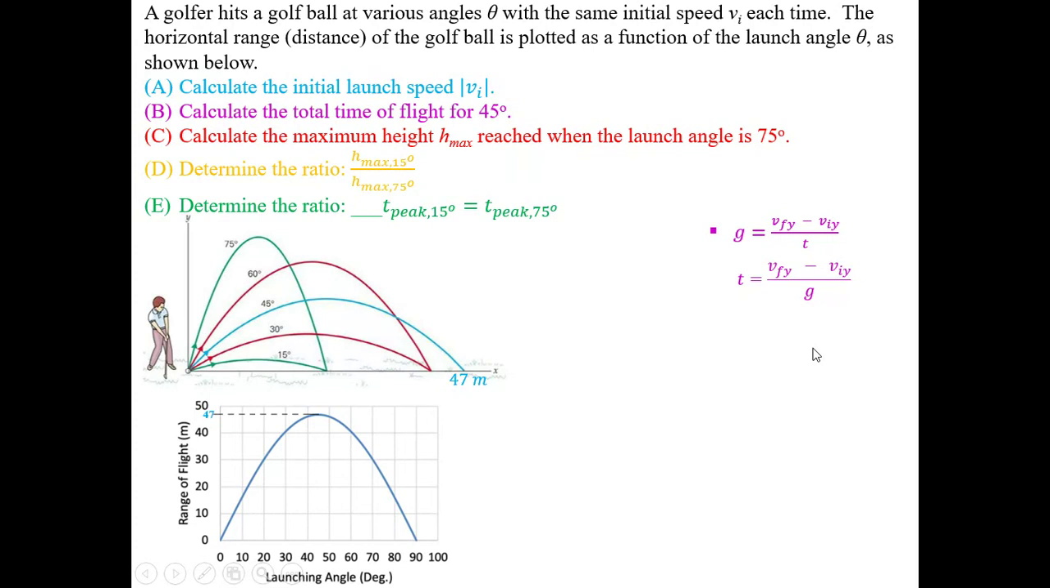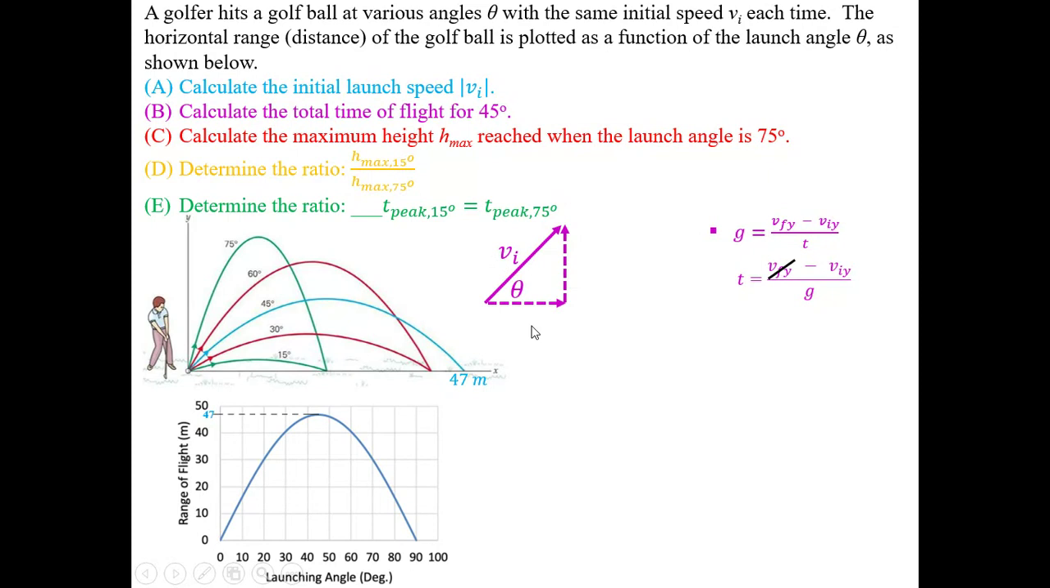However, what I'm going to do is find the time going up to the peak of the flight, which means VFY is 0. Once I do that, I can just multiply it by 2 to find the total time of flight. So what is VIY though? Well, to find VIY, all you have to do is visualize this right triangle. The problem tells you the ball's being struck at some angle. So that's your initial speed there, VI.